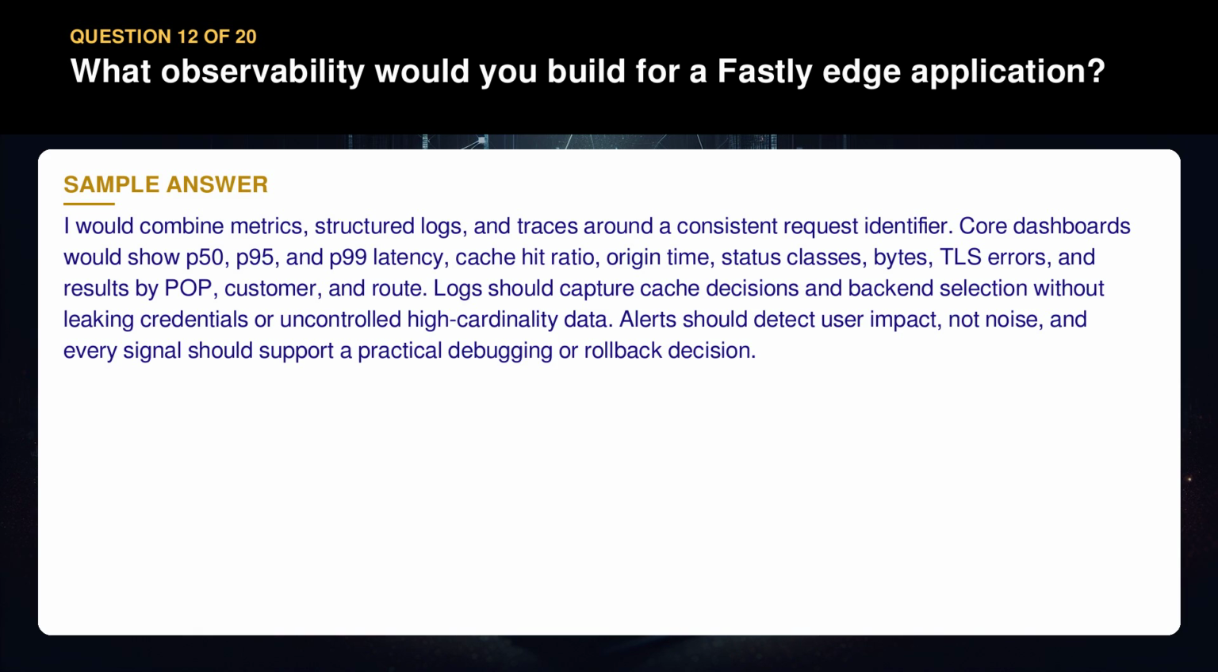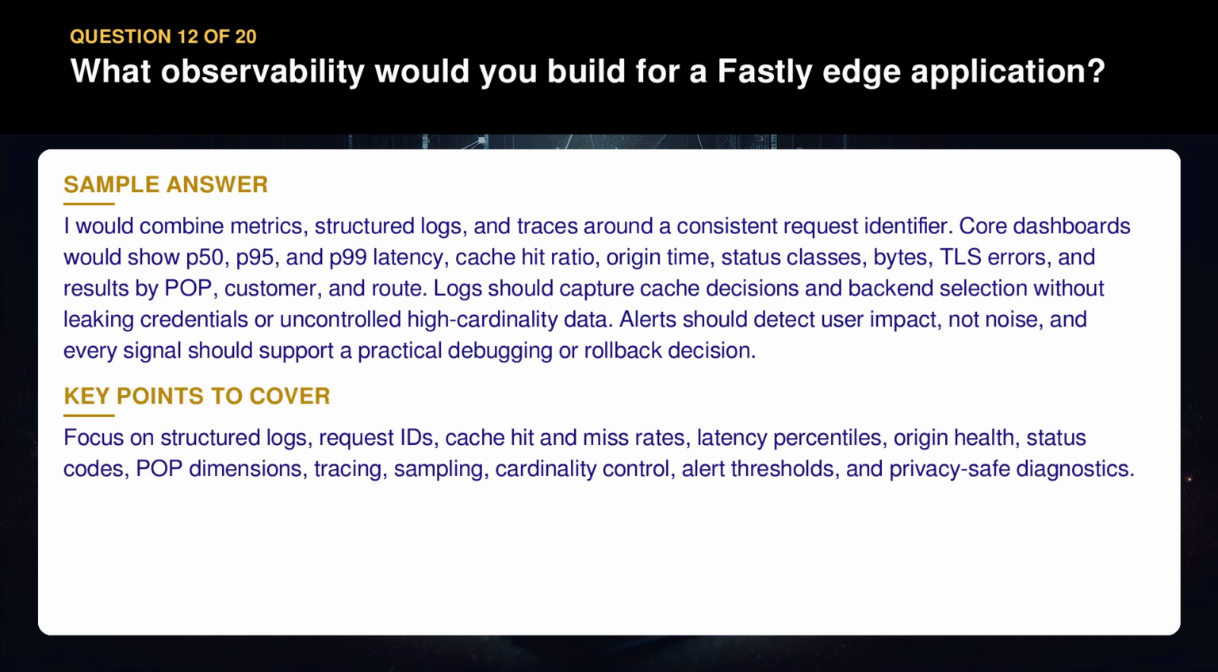Logs should capture cache decisions and backend selection without leaking credentials or uncontrolled high cardinality data. Alerts should detect user impact, not noise, and every signal should support a practical debugging or rollback decision. Focus on structured logs, request IDs, cache hit and miss rates, latency percentiles, origin health, status codes, POP dimensions, tracing, sampling, cardinality control, alert thresholds, and privacy-safe diagnostics.